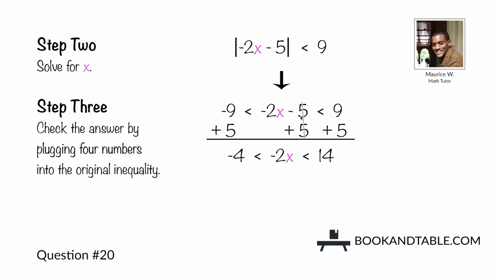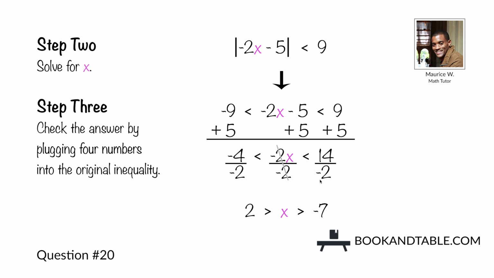So we first remove this constant negative 5 by adding 5 to all three terms, leaving us with negative 9 plus 5, which is negative 4 on the left side. Negative 2x comes down. 9 plus 5 gives us 14 on the right side. And now we want to get rid of this coefficient, negative 2. So we divide all three terms by negative 2, leaving us with negative 4 divided by negative 2, which is positive 2. 14 divided by negative 2 gives us negative 7.